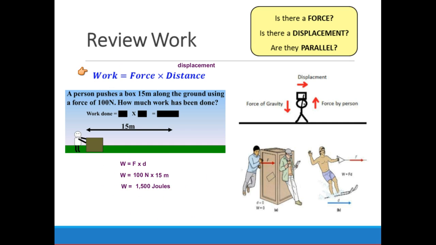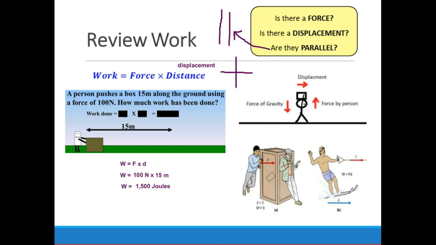Again, the way that we find work is we just multiply the two numbers, force and distance. Now, the important thing is that when you're looking at whether or not there is work done, A, there needs to be a force, B, there needs to be a displacement, and C, they have to be parallel to each other. Remember, parallel lines, do they look like this or do they look like this? The first picture or the second picture? Yes, exactly. So when we talk about parallel lines, force and displacement have to be parallel.